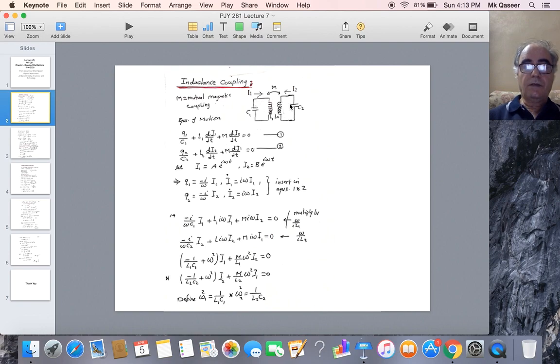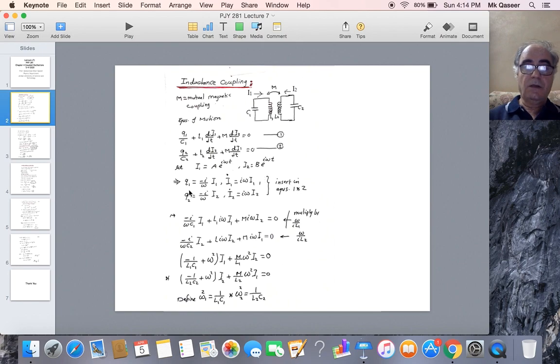Now, for the second circuit, or the right circuit, we have the potential across the capacitor Q2 over C2 plus the potential across the inductor plus the potential due to the mutual inductance, which is M dI1 by dt. Now, to solve these two equations, assume I1 is A times e to the i omega t and I2 equals B times e to the i omega t.